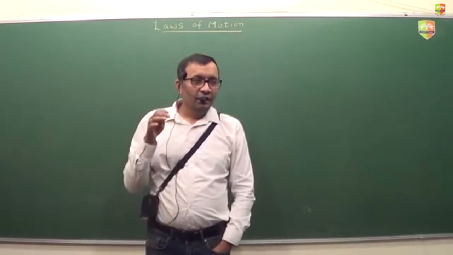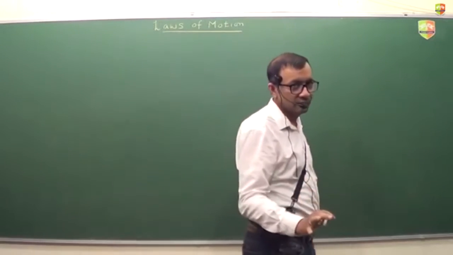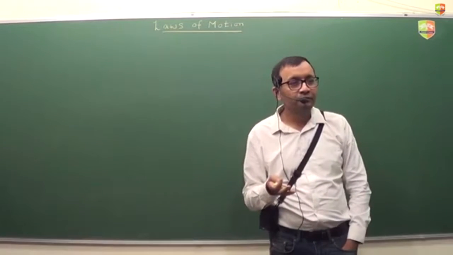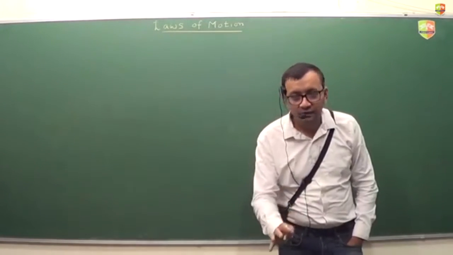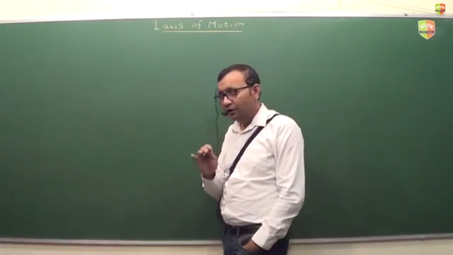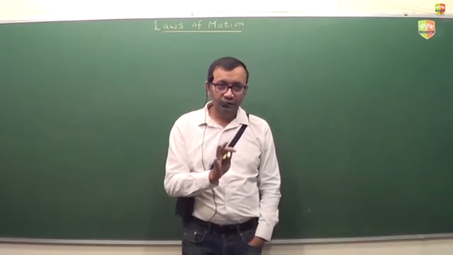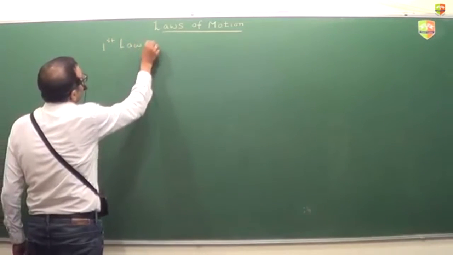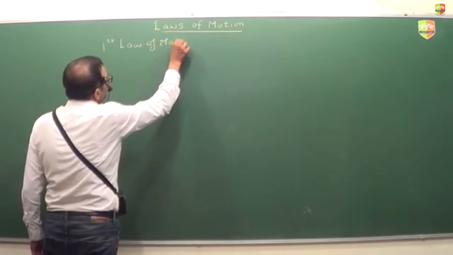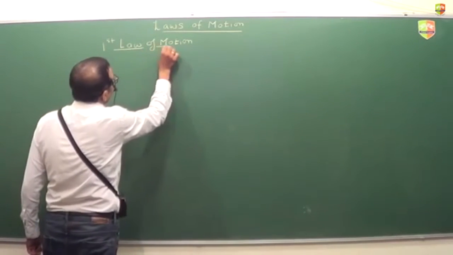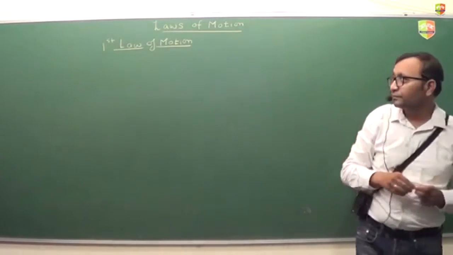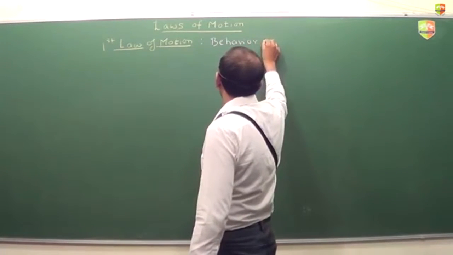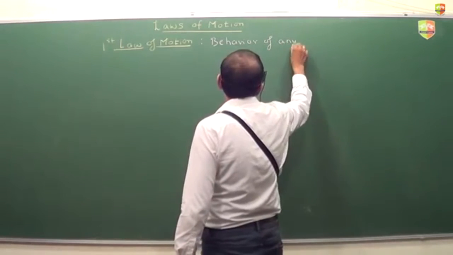Tendency of a body to retain its state. It introduces the tendency of an object, isn't it? It tells you the behavior of an object. And what is the definition of an object? Anything that has mass. The first law talks about the behavior of anything that has mass. Getting it? Okay, so write down: it is also referred to as Newton's first law of motion, and I am just writing first law of motion. It talks about the behavior of any mass.